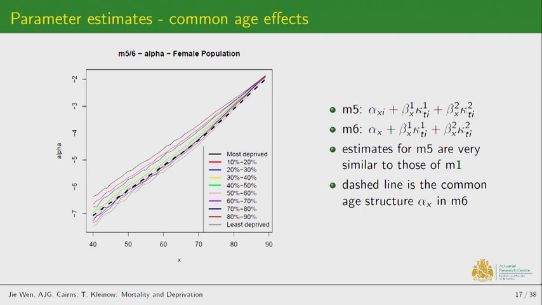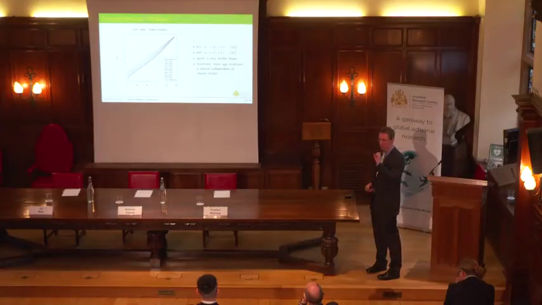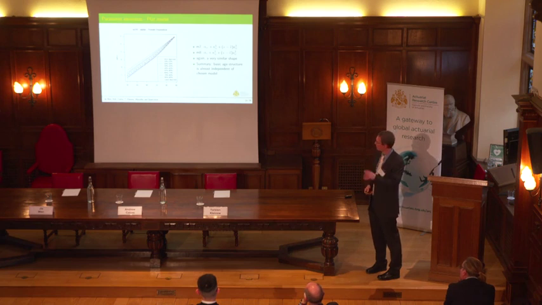It's just one, and it lies right in the middle there. And so far, there's not really a surprise. This is what we would expect to see. This is exactly what we would like to see. M7 and M8, again, the alphas are very similar. For M8, the common alpha is right in the middle of all the others, that's where it should be. Again, no surprise. They all pick up the general shape of mortality as a function of age.